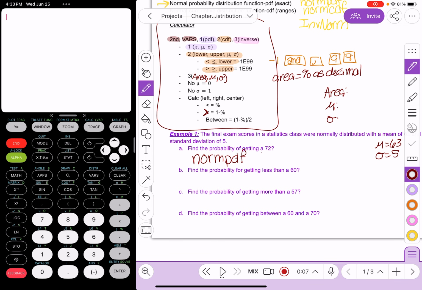So second vars 1, norm PDF. If you have the calculator or the computer, just answer the questions it asks you. If you have the app, you're going to type the X value, which is a 72, and then the mean, which is a 63, and the standard deviation, which is a 5. So 72, comma, 63, comma, 5. Now hit enter, and regardless of which thing you have, you should get 0.016. That would be your probability of getting a 72.